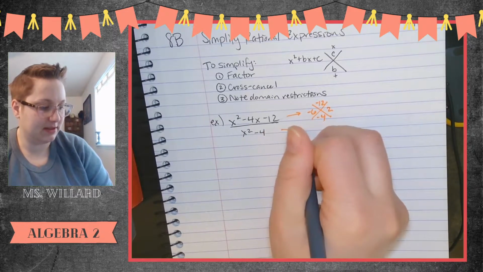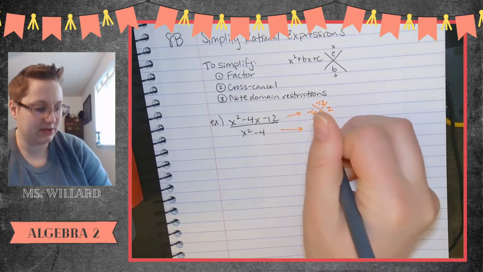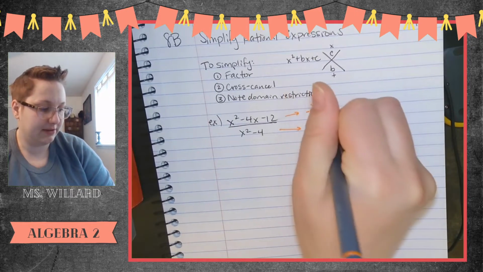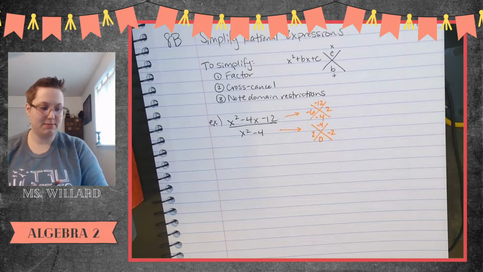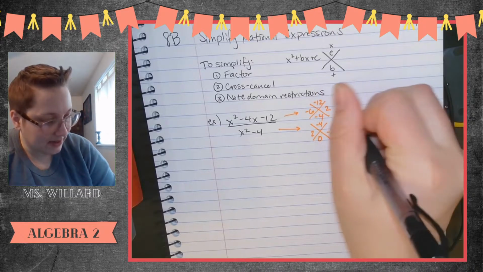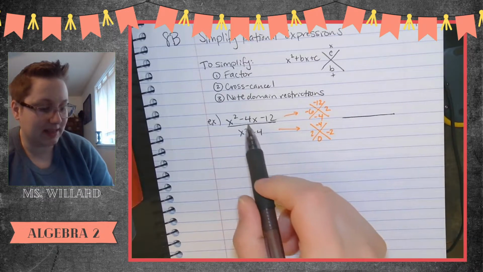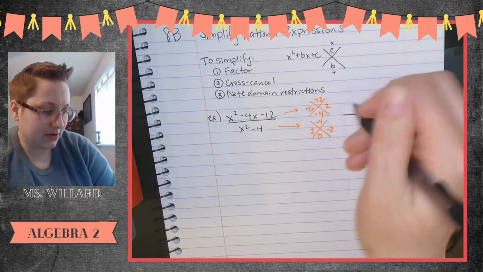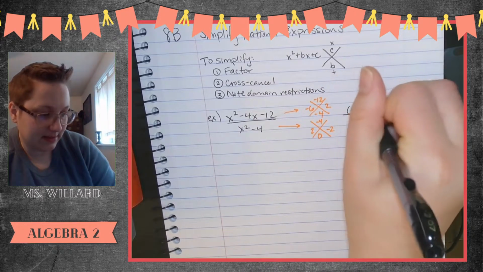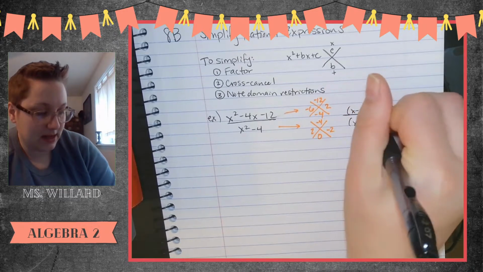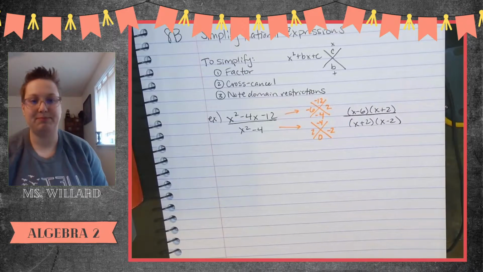I'm going to do the same thing with this other one, which looks kind of weird because there's no value in the middle, but it'll just be negative 4 and 0, which is 2 and negative 2. That means that my expression, by the way, expressions don't have equal signs. This is an expression. So it's going to be x minus 6, x plus 2, and then x plus 2 and x minus 2 on the bottom.